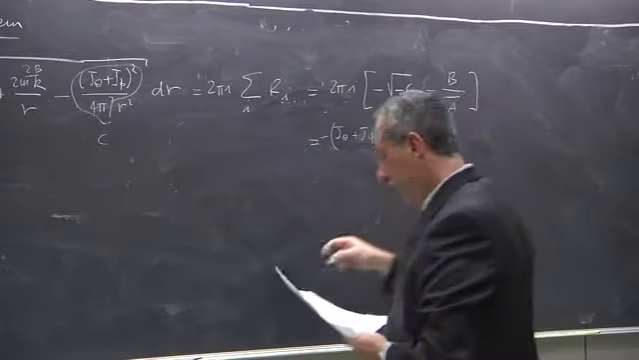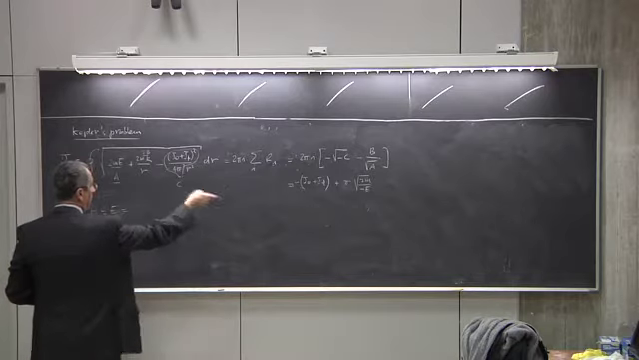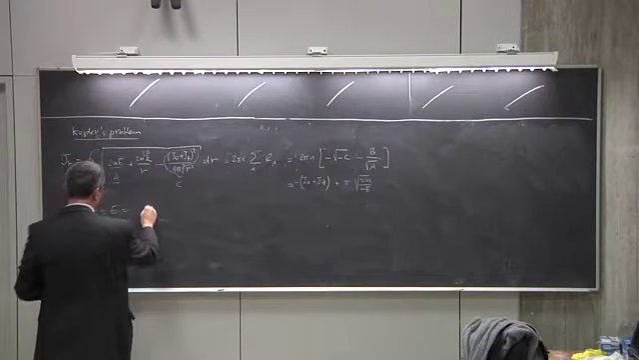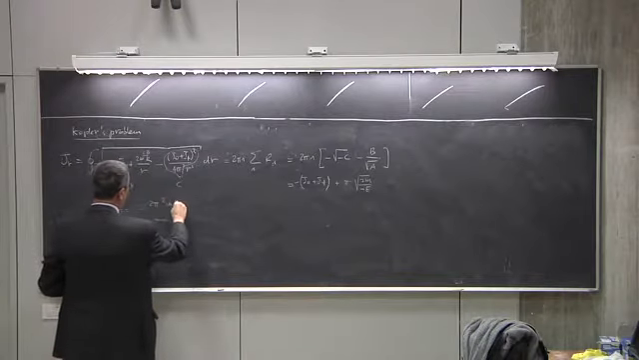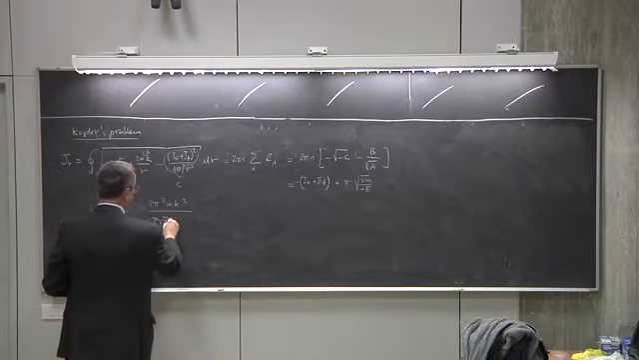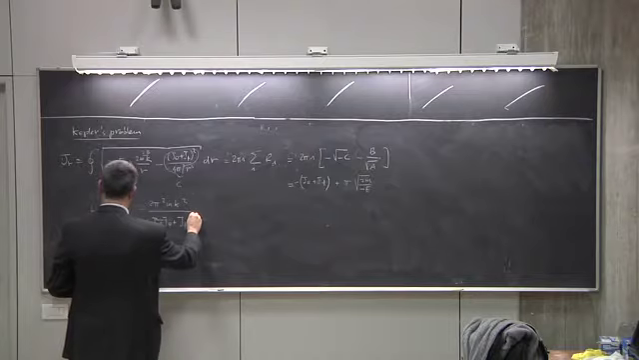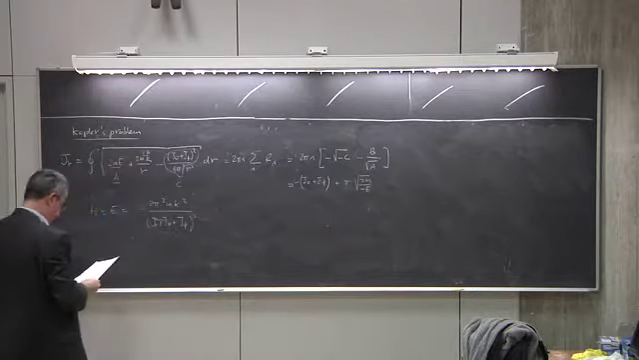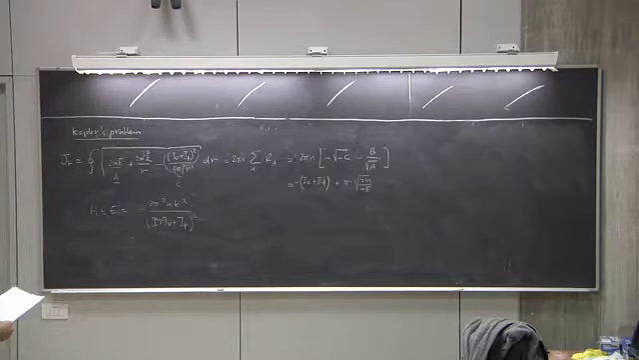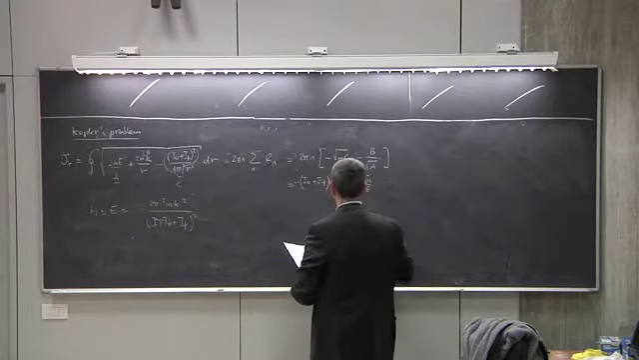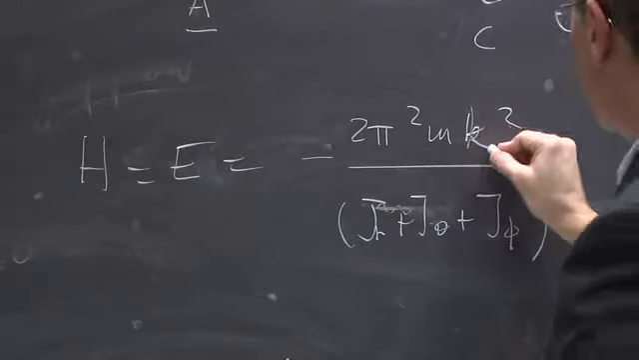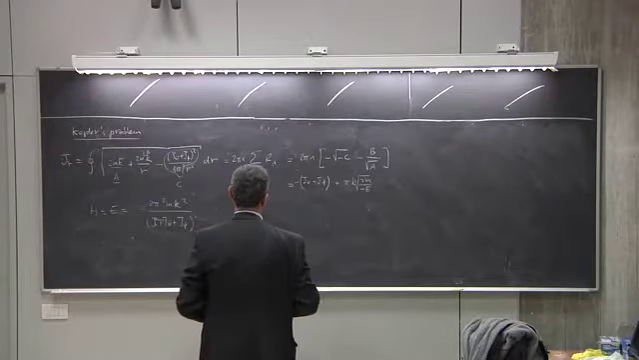So this is the energy. So the Hamiltonian, if you want, is equal to the energy. I take everything on the other side, and you see that I get minus 2 pi square mk square over Jr plus j theta plus j phi, everything square. Okay. So I guess here I had the K, right? Yeah, K. So this is the same K.